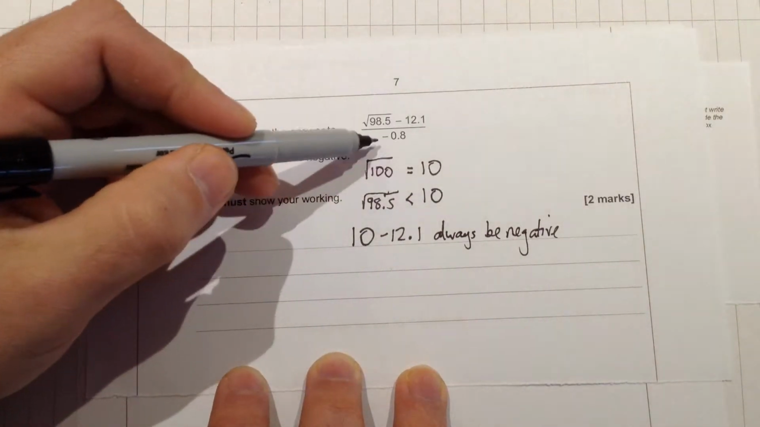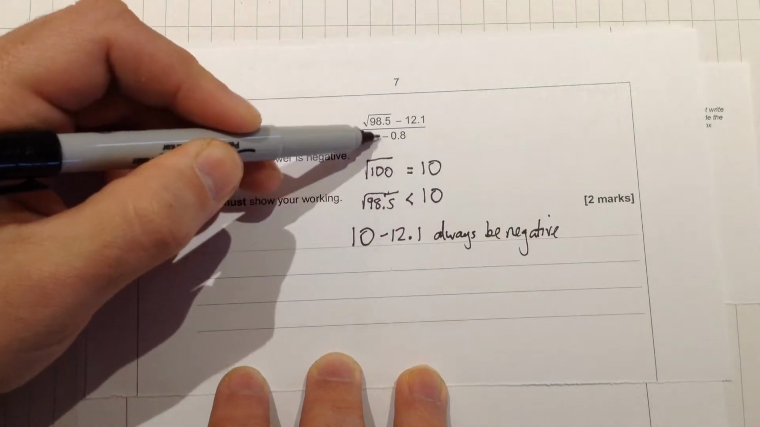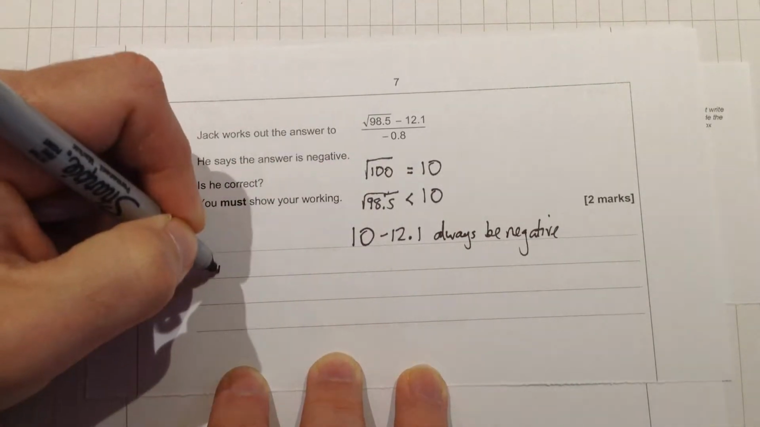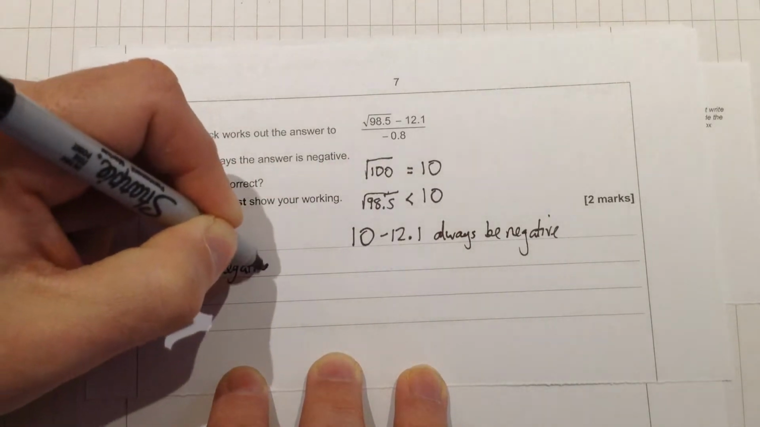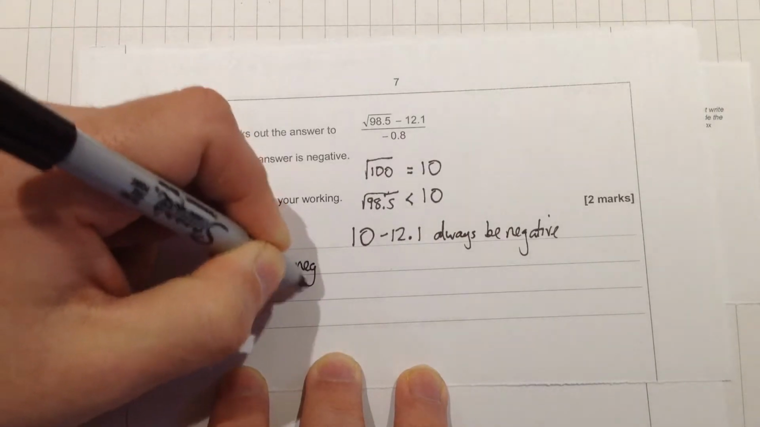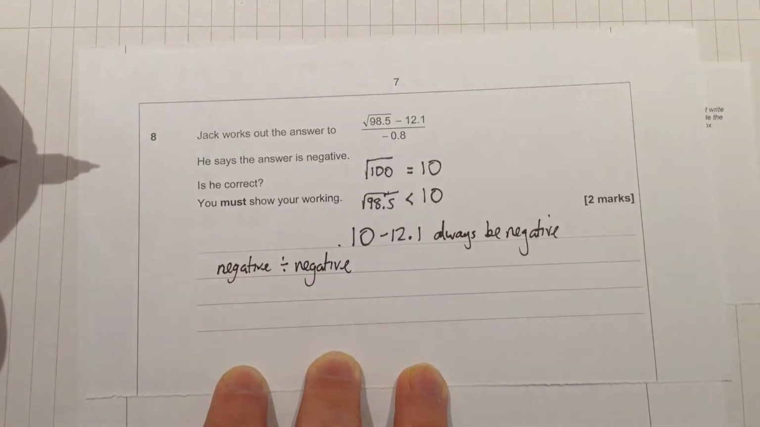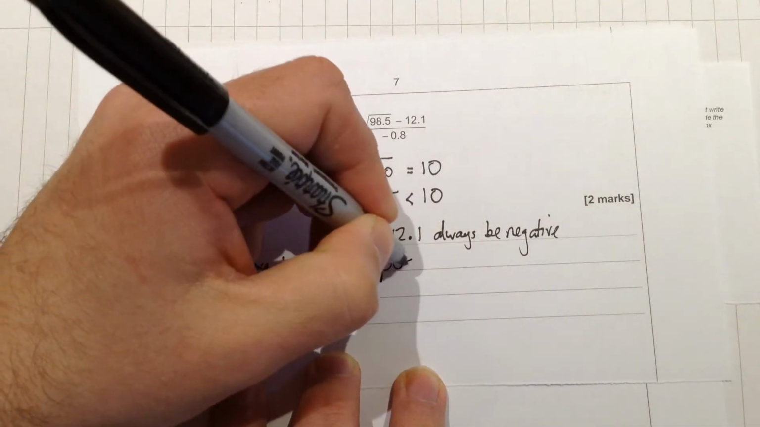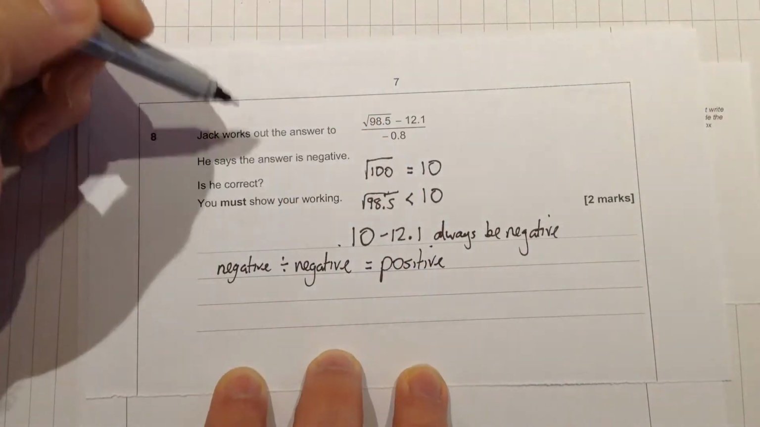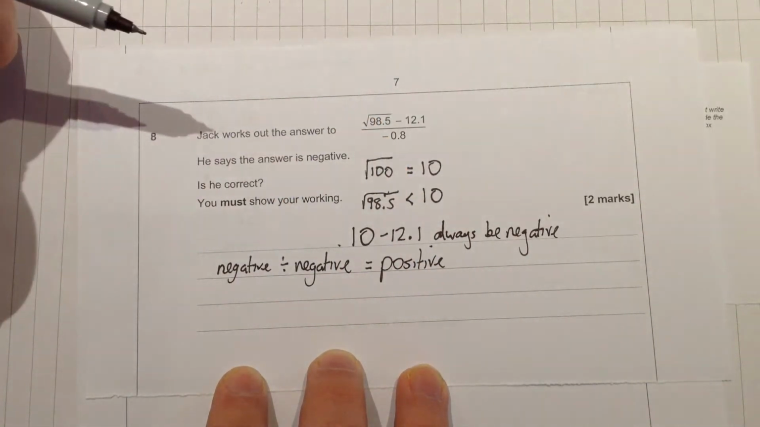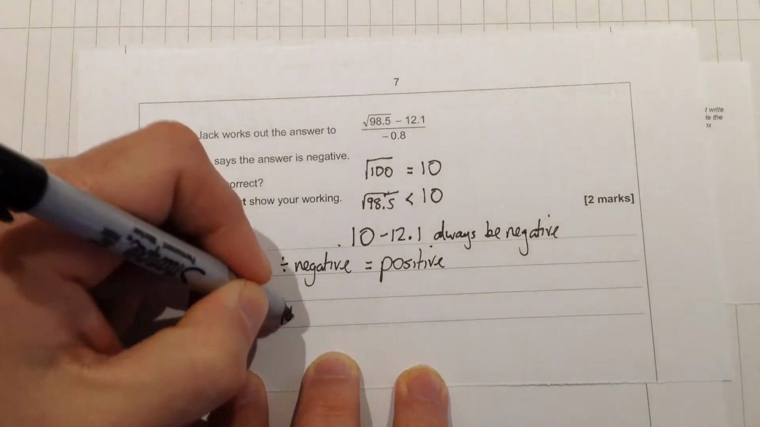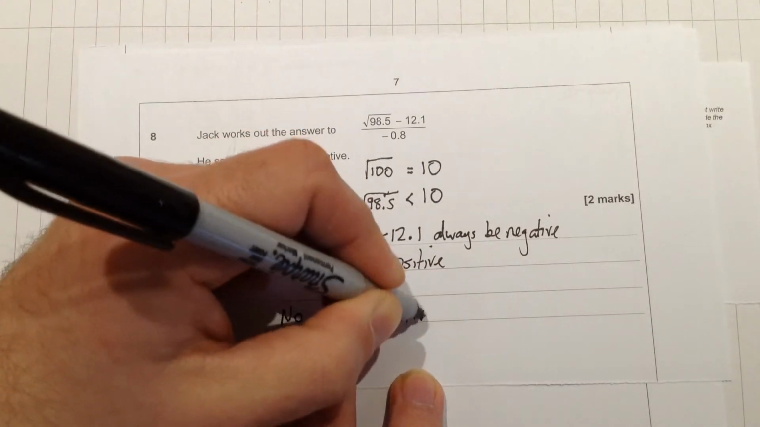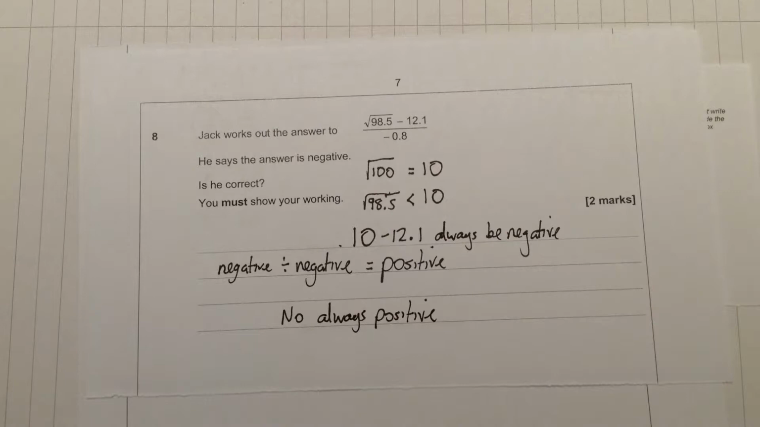So no matter what happens, if we divide then by a number at the bottom, by minus 0.8, because we're dividing by a negative number, it will always be the case that we have a negative divided by a negative. And as we know about the rules of negative numbers, if you divide a negative by a negative, the answer is always positive. Therefore, in no situation could this be negative. So is he correct? No. Always positive when you divide a negative number by a negative number.